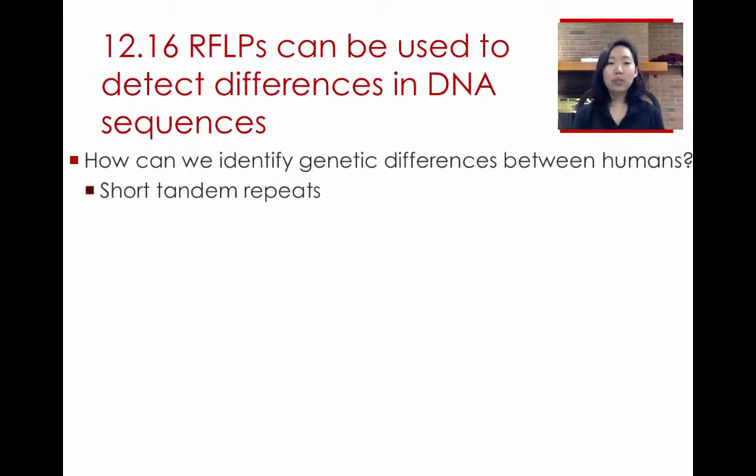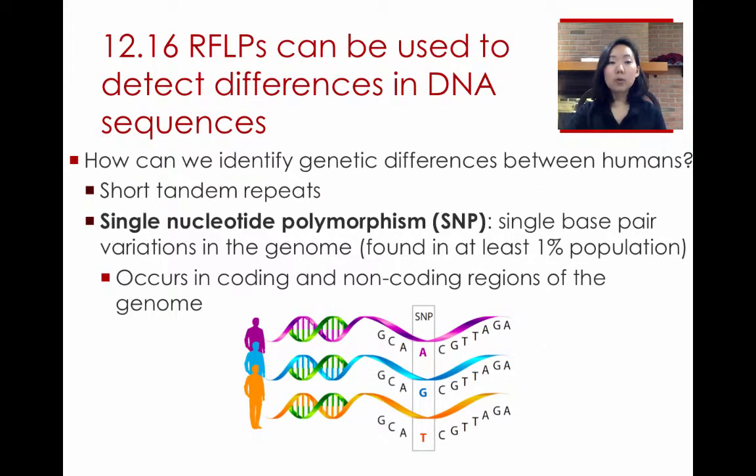Well, we've talked about one, which is short tandem repeats. Remember, that's just segments of DNA that are repeated multiple times, and we tend to have different numbers of repeats, so that's one way we can tell that we're different from each other. But there's also something called single nucleotide polymorphisms. A single nucleotide polymorphism is a single base pair variation in the genome. An example here is three different individuals, where there will be a specific place with a higher frequency of variation in the base pair at that one location.